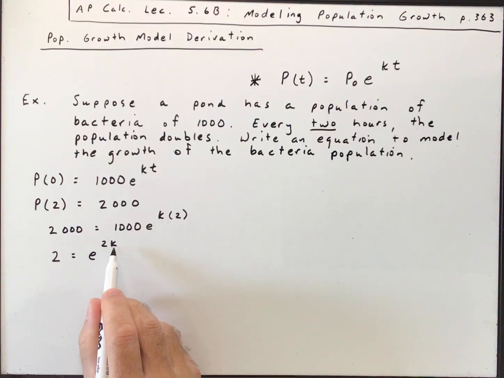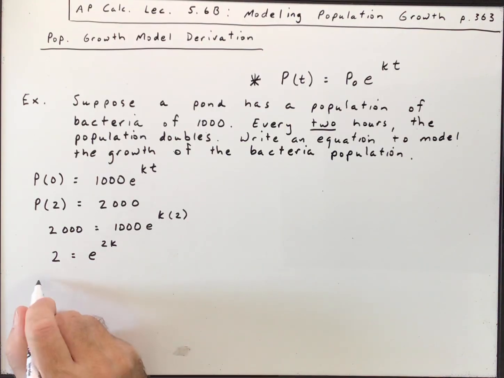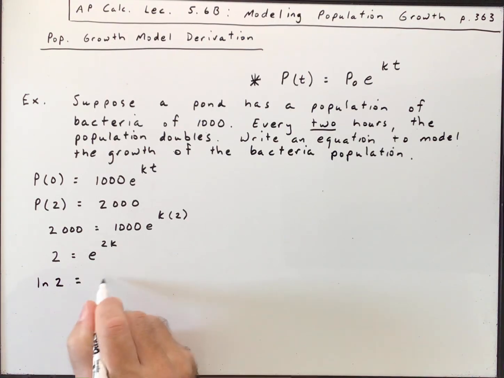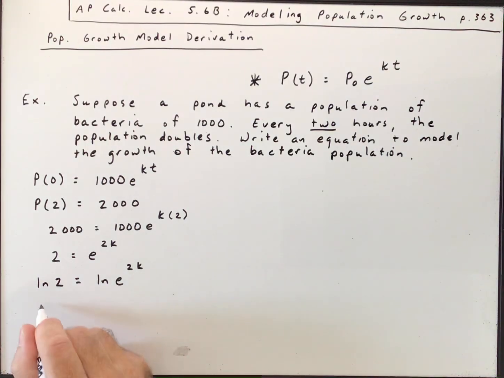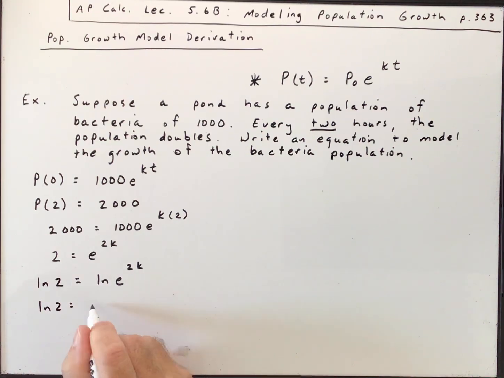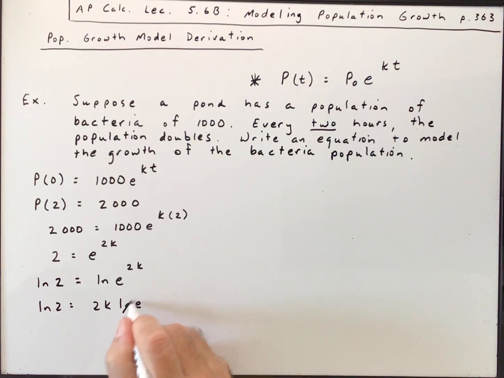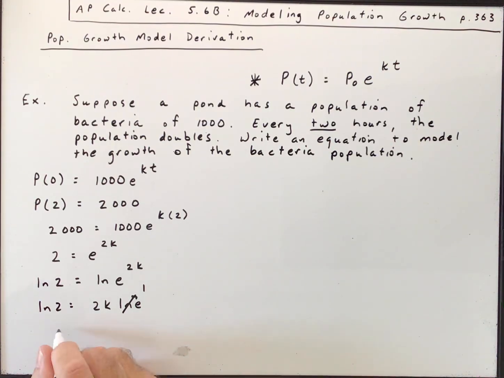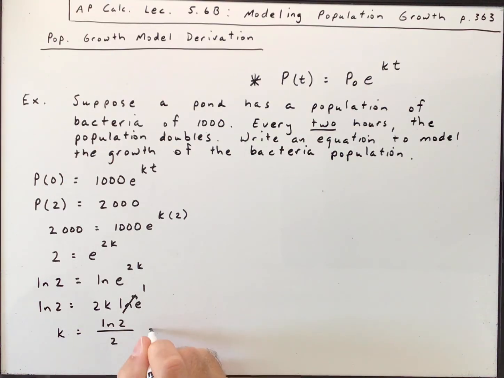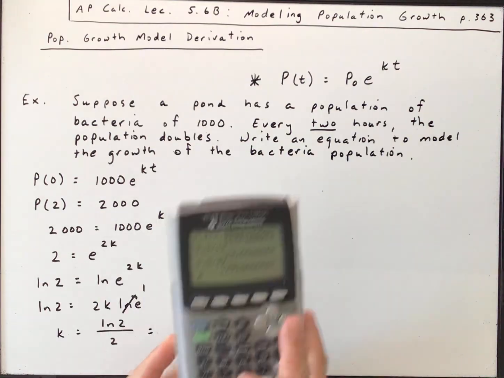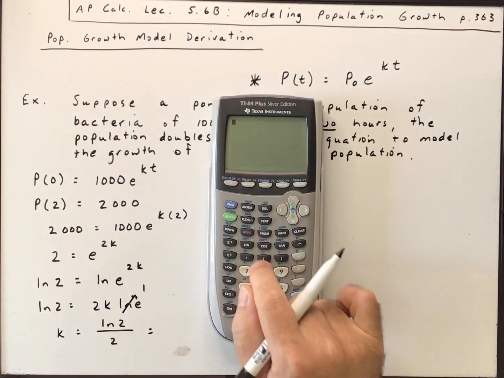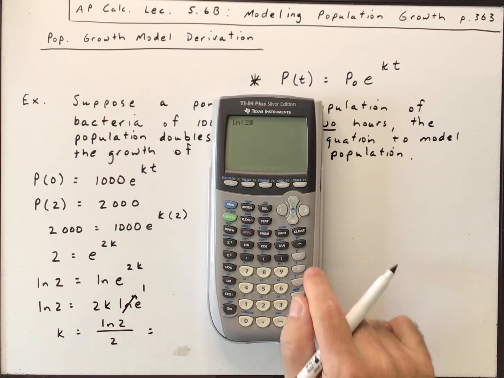Now we can solve for k, we can get that constant by taking the natural log of both sides. Natural log of 2 is equal to the natural log of e to the 2k. So we would have the natural log of 2. We can bring that 2k out front using the properties of logs times natural log of e, which is just 1. So k is going to equal the natural log of 2 divided by 2. So if we get out our trusty calculator, we would have the natural log of 2 divided by 2.